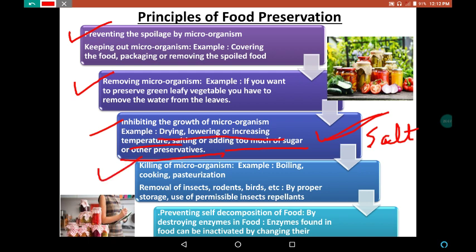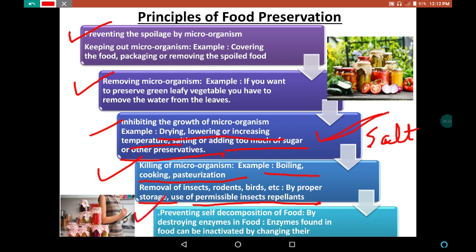Another principle is killing microorganisms by boiling, cooking or pasteurization. I told you about the pasteurization process in my last video. You can boil a food product, like you boil milk two or three times a day, and you can extend its shelf life. Or by removal of insects, rodents, birds, etc., you can save your food. So it is a principle of food preservation to remove insects, rodents and birds by proper storage and use of permissible insect repellents.